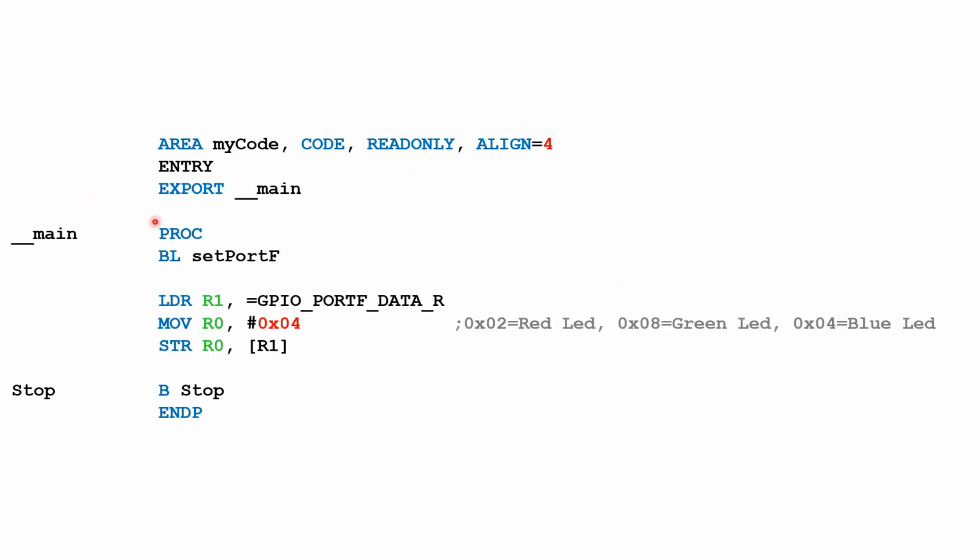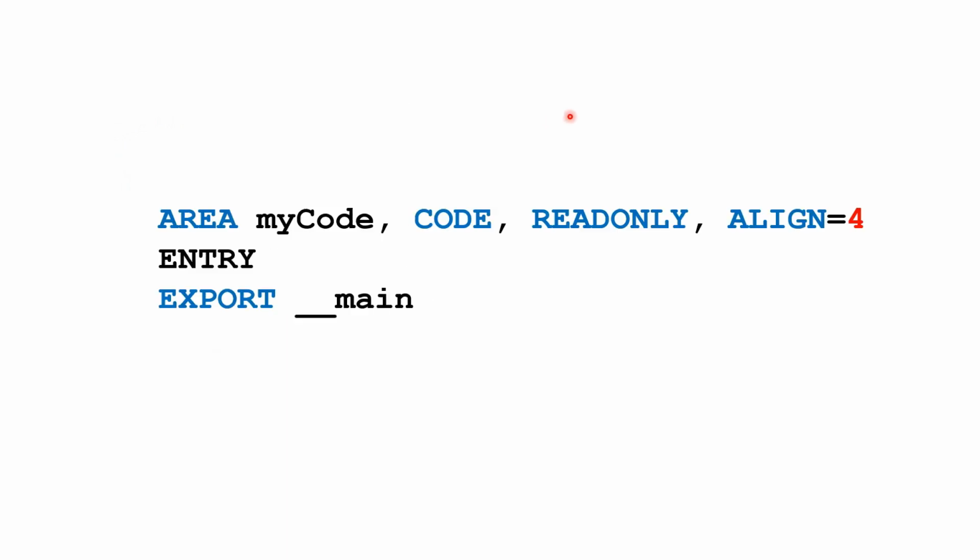Here's the code for the main program. Let's take a closer look at the main program, and I'll start off with this part here. Let's zoom in. AREA is a directive that defines or sets aside a section of memory to store the code. Now, my code, which is this one here, is a name given to that area. It doesn't have to be my code. It could be any other name that you wish to put in.